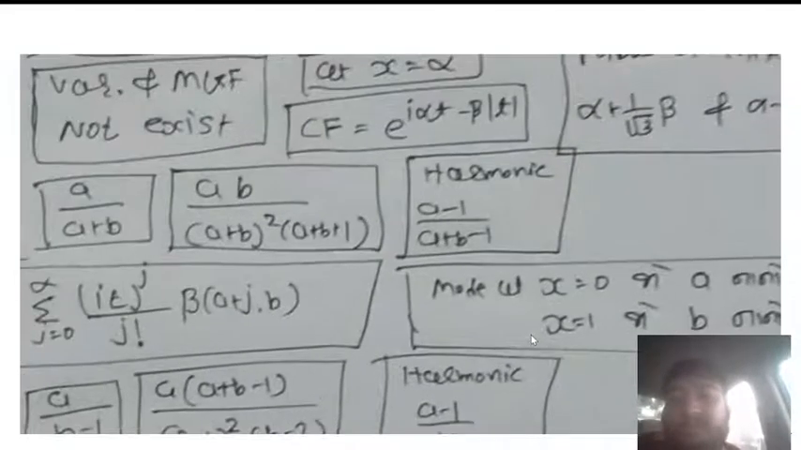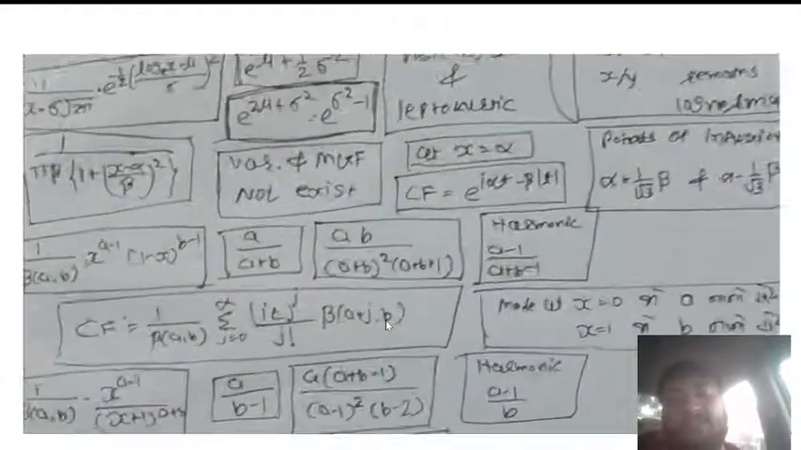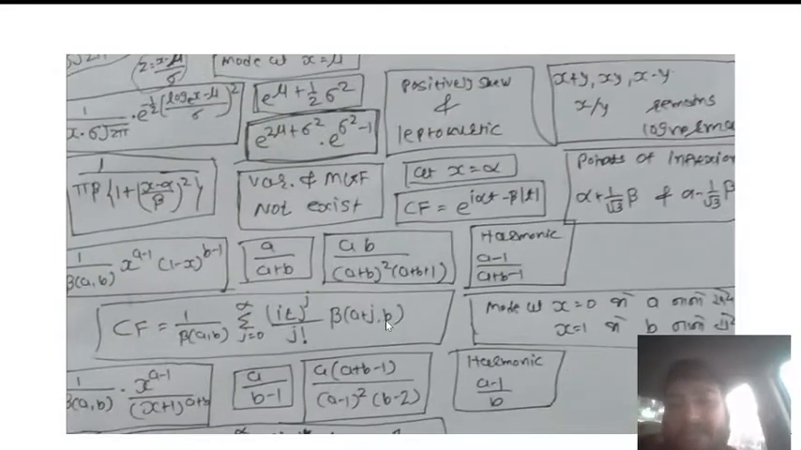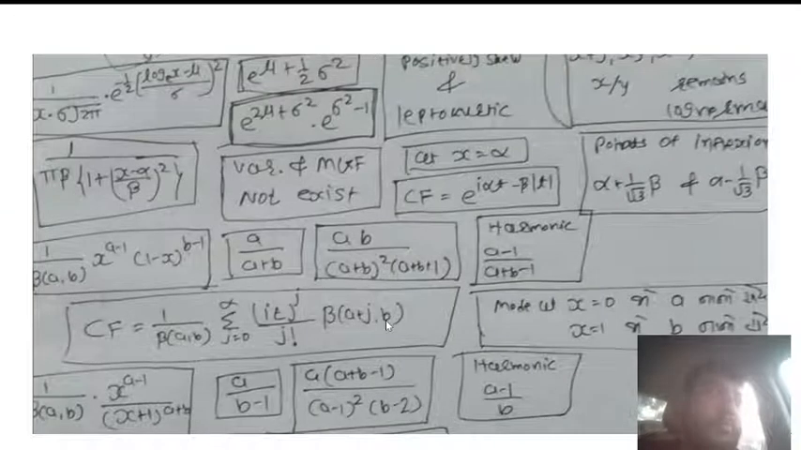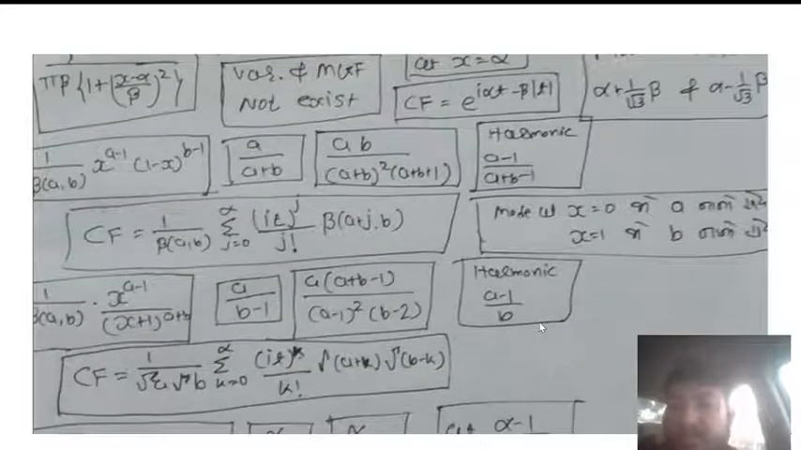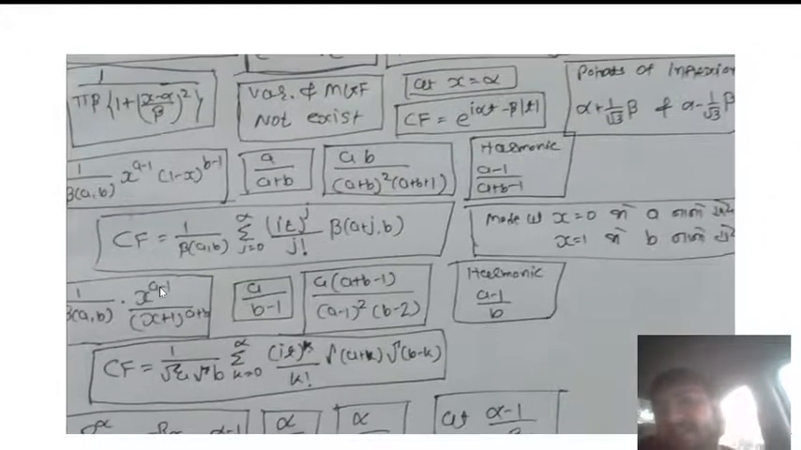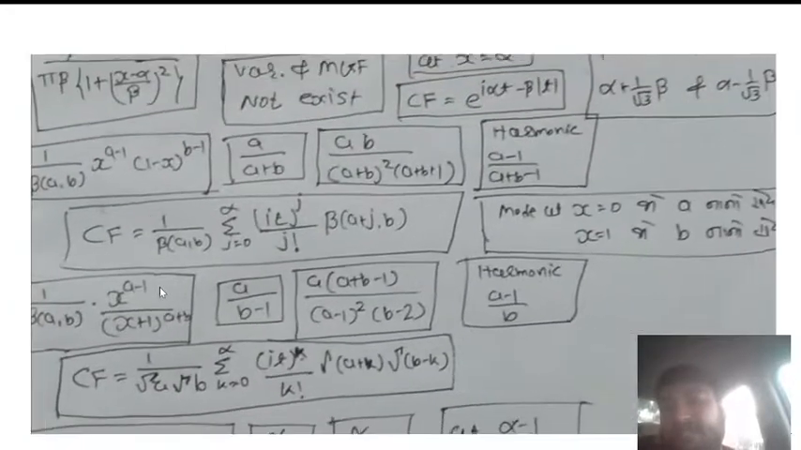This is in the beta of first kind distribution. If you are asked about the mode in the beta first kind distribution, then just remember this trick. Now we are moving forward to the beta second kind distribution.